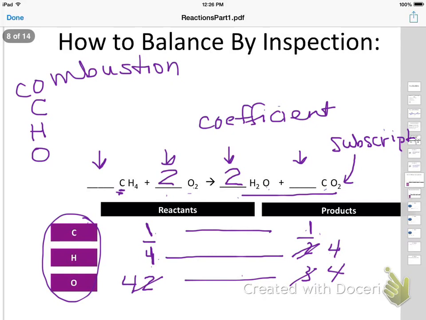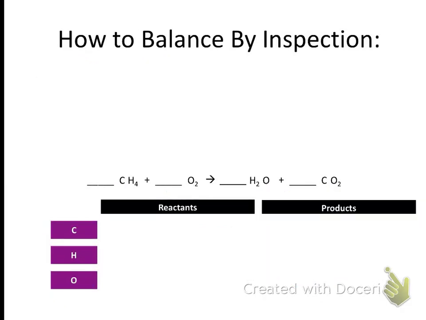Now, if there's not a number in front, we're just going to assume it's a 1 and we're going to write the 1 so that we have a coefficient in front of each compound or element. Let's try another example.